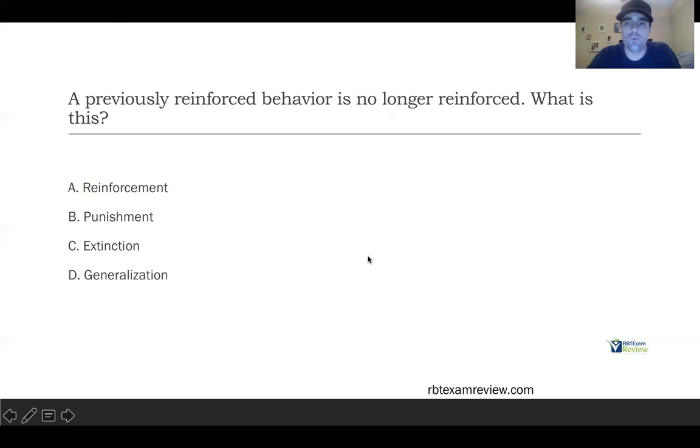A previously reinforced behavior is no longer reinforced. What is this? This should be the easiest question on the exam for you guys by now, if you've been studying. Simple terminology, simple definition. Is it reinforcement? No, clearly not. No longer reinforced. Is it punishment? No, nothing's decreasing. We're not adding or taking away anything. We're actually taking away reinforcement, right? We're not adding any sort of punishment that's decreasing behavior. Okay, so B is out. C, extinction. Yes, right? It's simply a definition question, okay? If you know your terms, know your definitions, this is an easy question, okay?